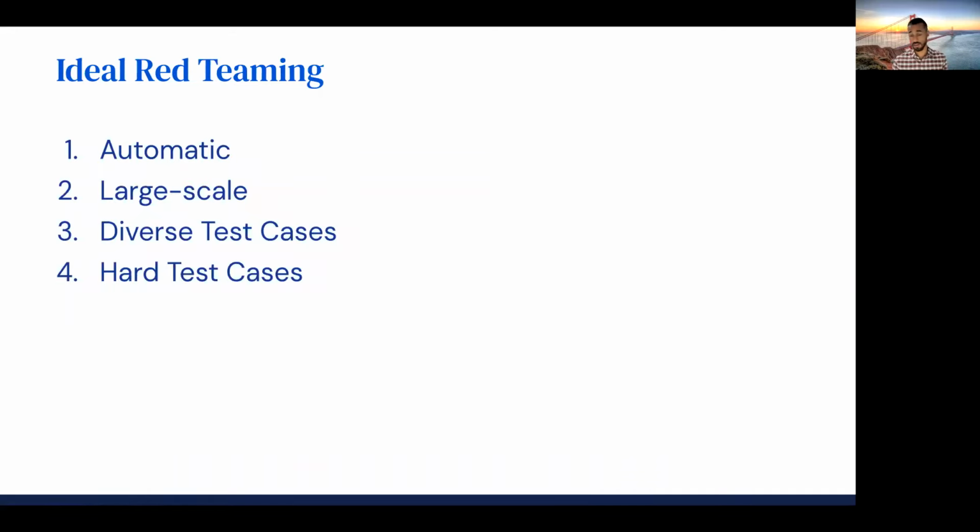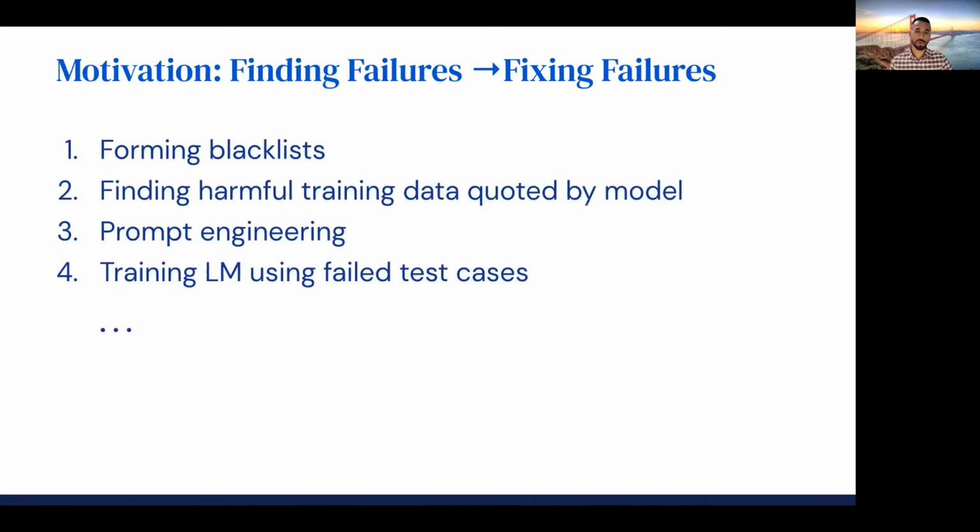So testing on ideally millions or billions of test cases, more examples than we're even generating at deployment. And we also want to be able to test on very diverse test cases to get a lot of coverage, as well as to generate hard test cases to model adversarial users. The motivation is that if we can find these failures, it becomes much easier to fix them.